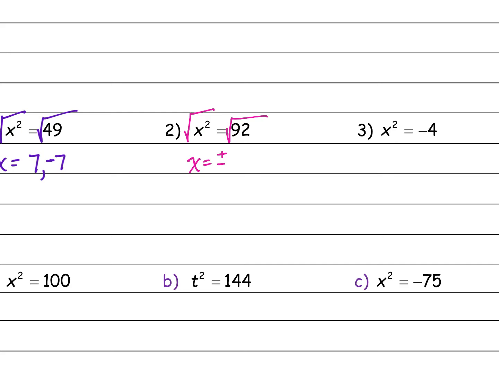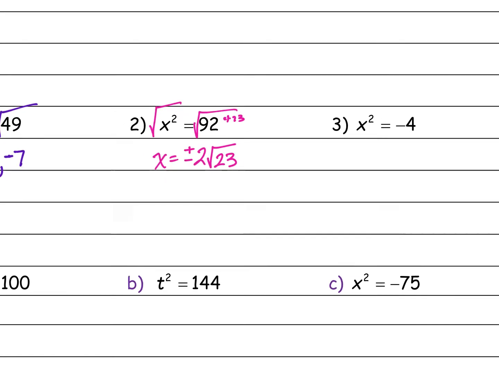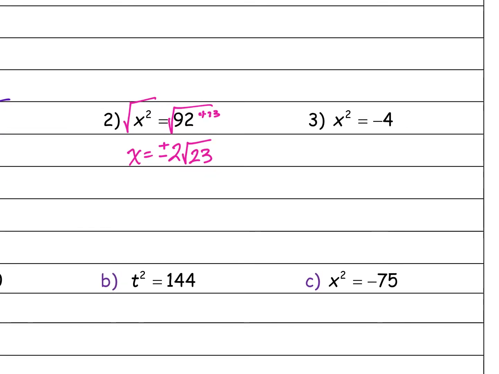92 divided by 4 is 23. So 92 is 4 times 23. So that would be 2 square root of 23. Okay, beautiful. And then the last one, x squared, square root it. And then x is going to equal, the square root of negative 4 is plus or minus 2i. Are there any questions on those 3 whole problems?